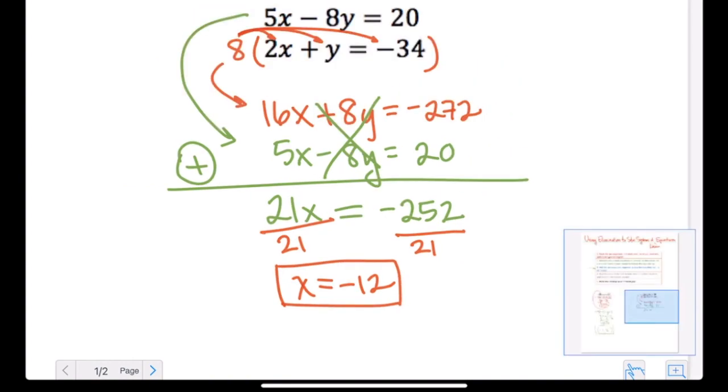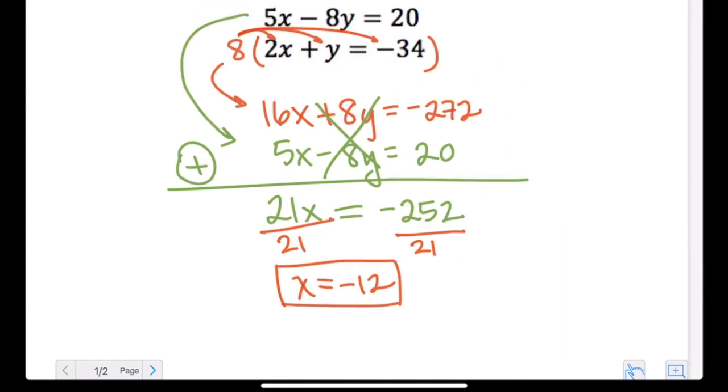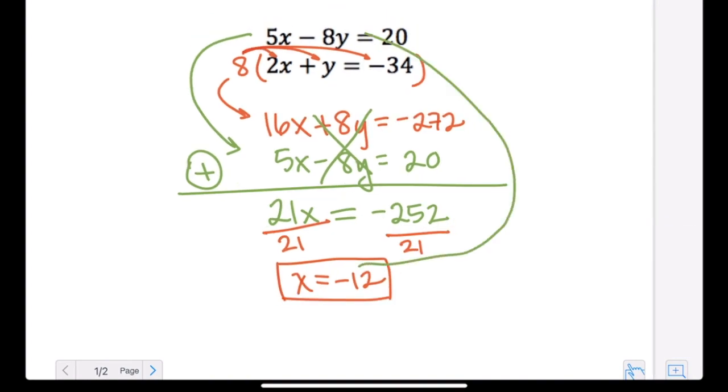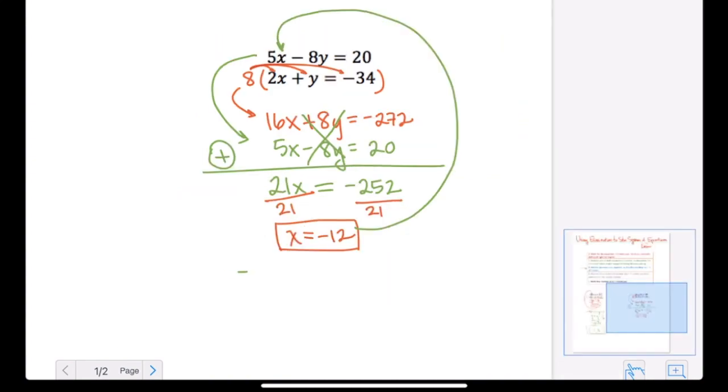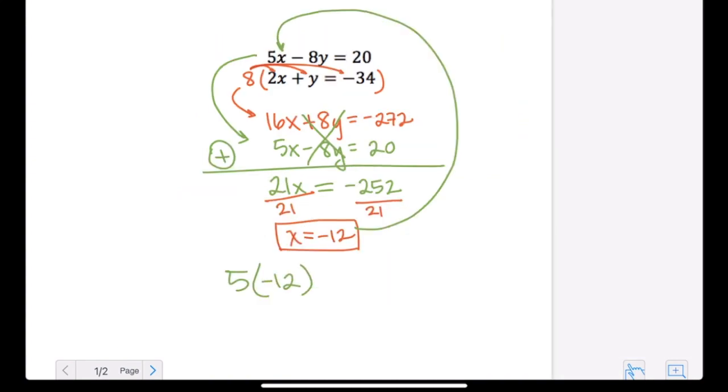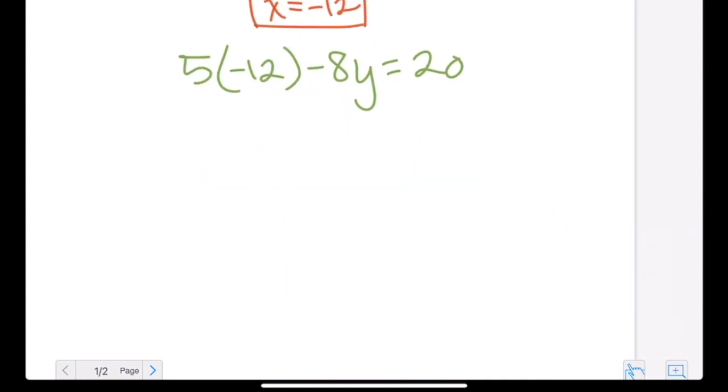At this point, we can plug that value for x back in to either one of the equations. I'm just going to go ahead and plug it back in to the top one. So we have 5 times negative 12 minus 8y is equal to 20. 5 times negative 12 is negative 60.